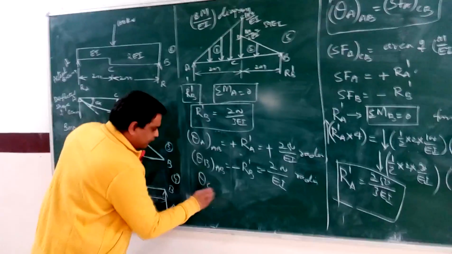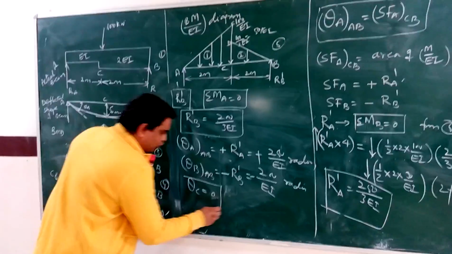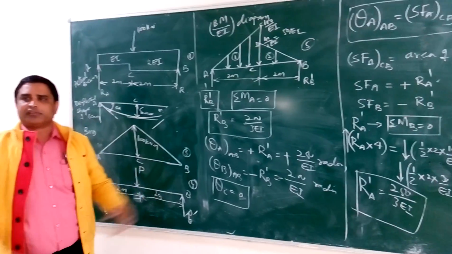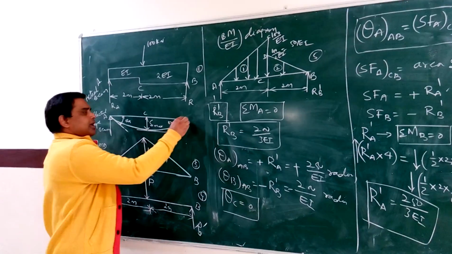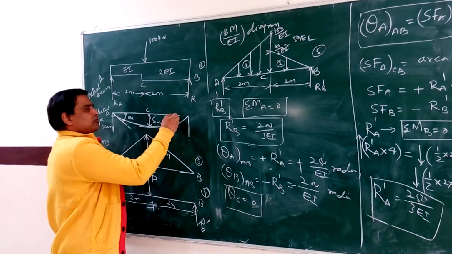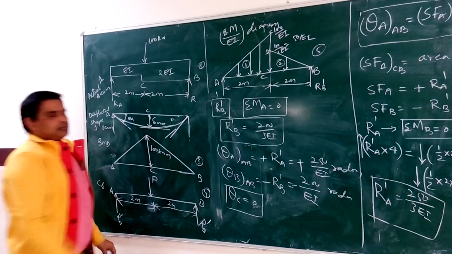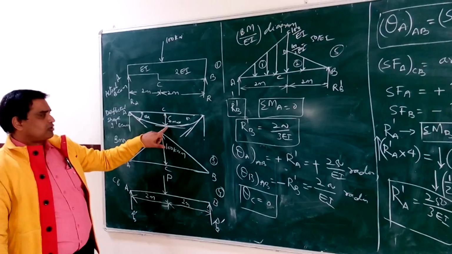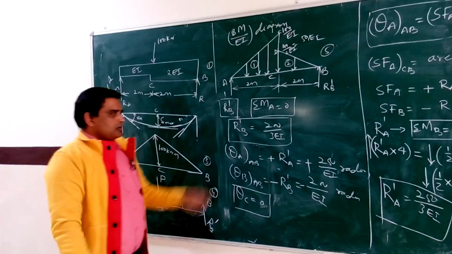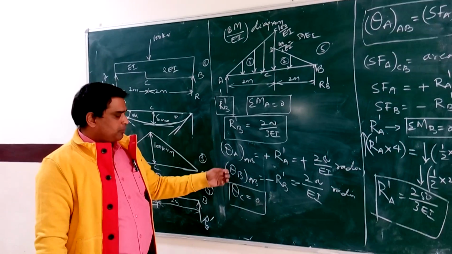And next, slope at C. The slope at C at the center is 0, because the tangent drawn on this elastic curve at C is parallel to the axis of the beam. So there will be no slope at C. So now we have found the slope at A, slope at B, and slope at C.